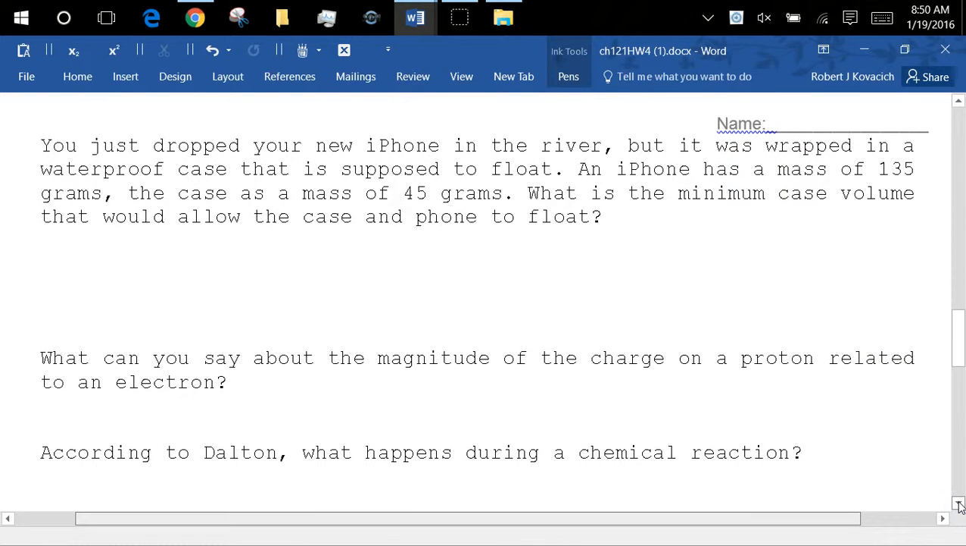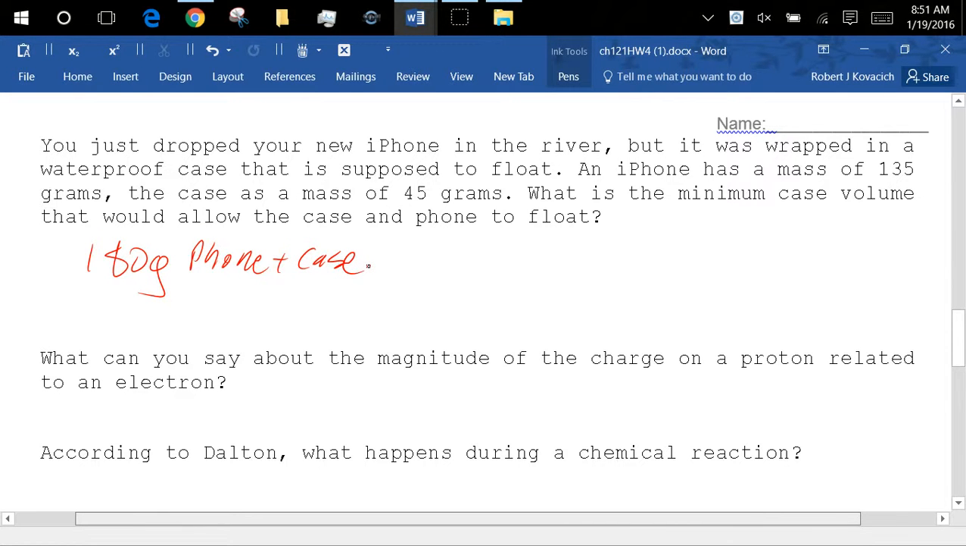Okay, so tell me what this minimum case volume would need to be to make sure that this phone does not find its way to the bottom of the Columbia. The phone's volume needs to be less than 1 milliliter. No, the case. The density needs to be less than 1. Okay, but the question is, what's the case's minimum volume? You have to take the masses of the phone and the case and put them together. I got 180. So the phone and the case together have a mass of 180 grams. 180 grams of phone plus case. So now what?